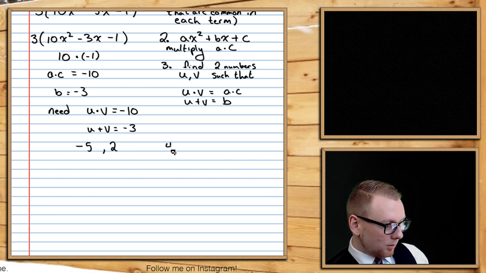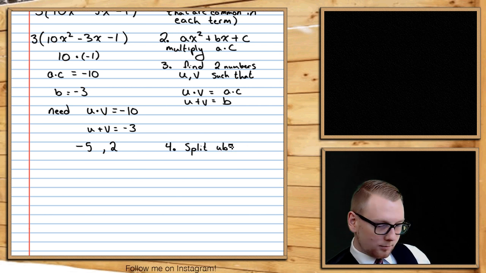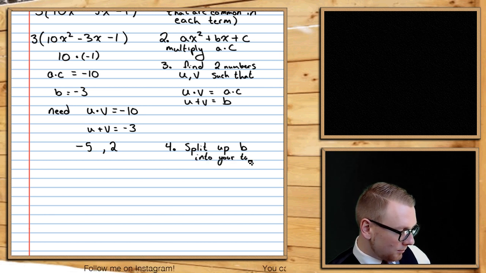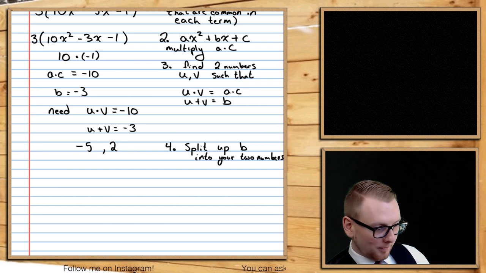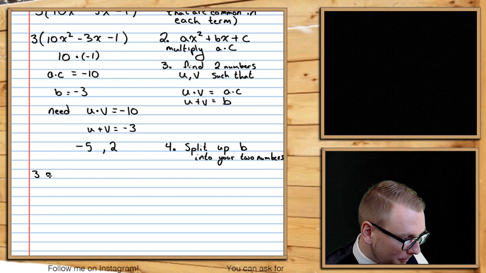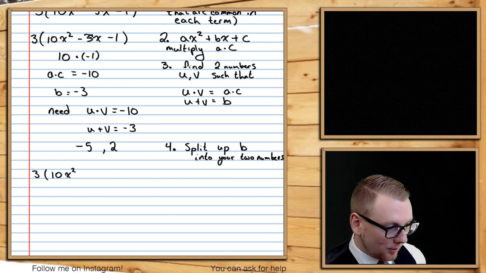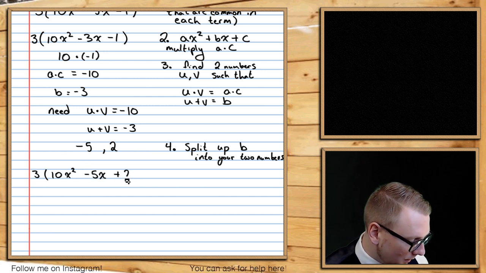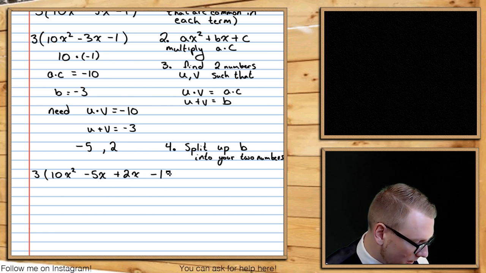Okay. Step 4. Split up B into your two numbers. So we still have that 3 in front. We still have 10x squared. But now this -3 is now -5x plus 2x. And we still have a -1.